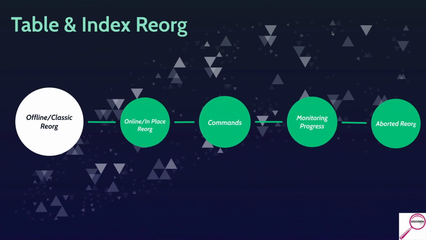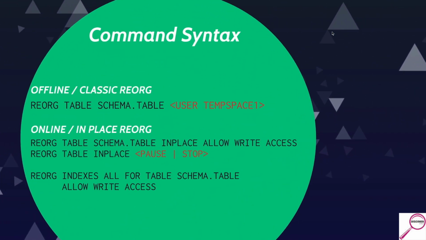So I understand the difference between my offline and my online. How do I execute these? Well, the commands are ridiculously simple. They're really simple commands, but you really have to watch when you run these things because you can lock some things up. The offline is pretty easy, reorg table and the table name. If you want to specify a temporary table space, you slap that on the end. Otherwise, it'll be in the table space of the table that you're working on.